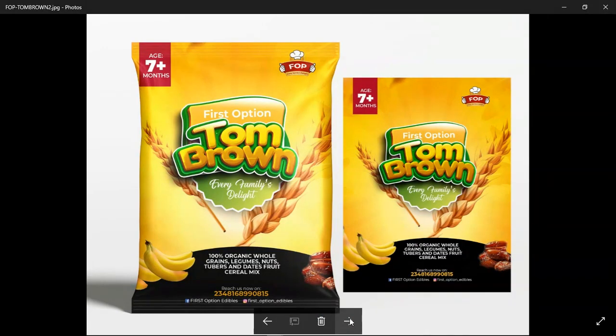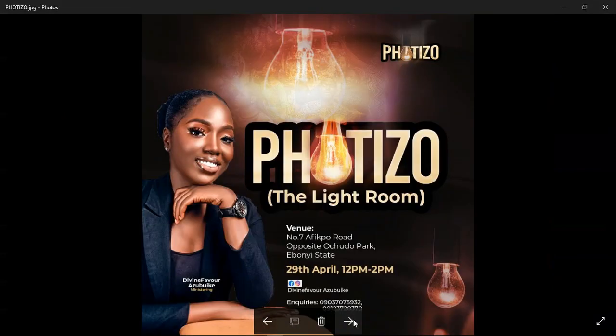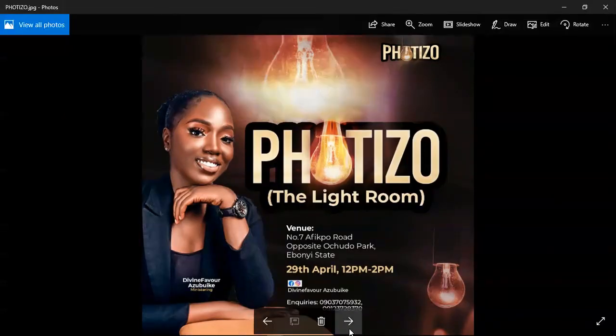Look at this also. Everything you're seeing here is the art of this flyer. We have the art and we have the act. Look at this flyer. Everything you're seeing here is the art of this flyer. So the art of a flyer are those physical things you see in a flyer that came together to make that flyer great. That is the art of a flyer.